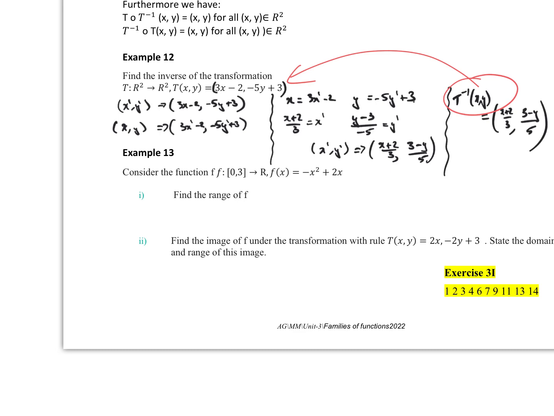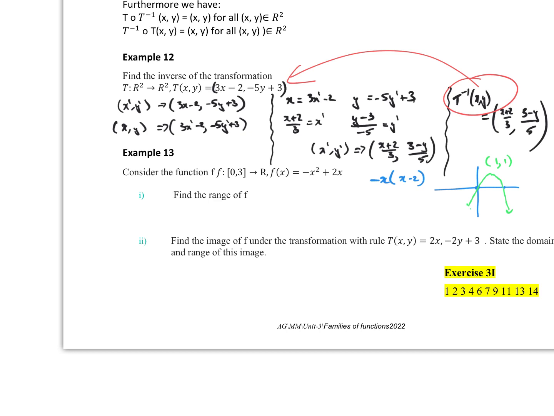So finally, example 13, we've got a function here, negative x squared plus 2x. We want to find the range of that function. So if we just do a quick graph sketch, x minus 2, we know we've got an intercept at 0, intercept at 2, it's upside down. So it goes something like that. And I know that the turning point is at 1 something. So if I substitute 1 into that function, I get the point (1, -1 plus 2). And the domain is from 0 to 3.